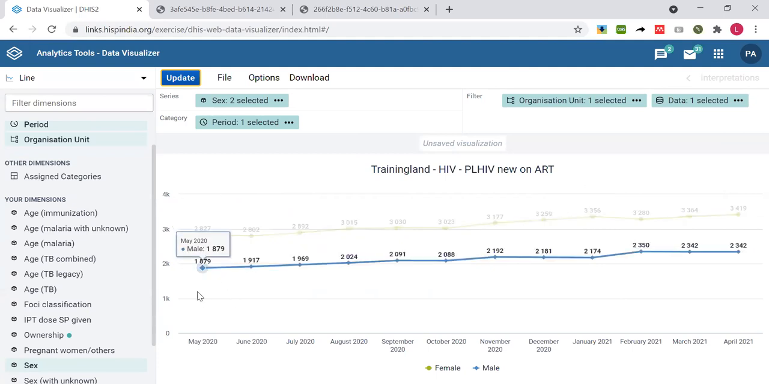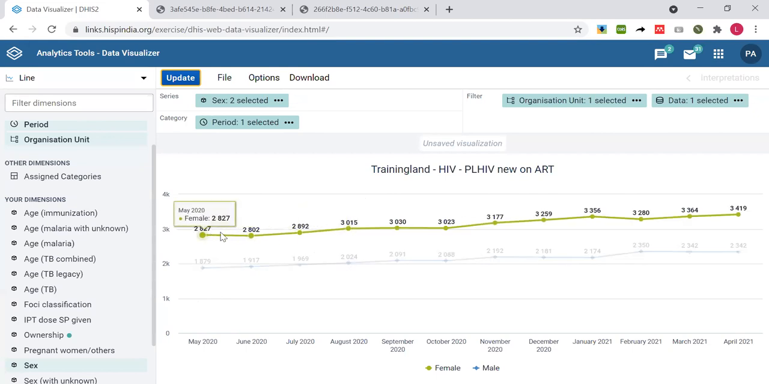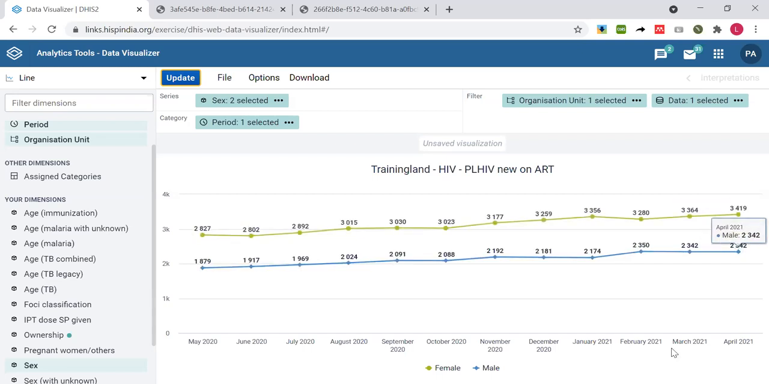So one thing you have to notice is that we have a gap of around 1,000 by May 2020, and this gap persists throughout the year. And by April 2021, we are seeing again a gap of around 1,100, right? But again, do we have any idea about what must have happened? Because all these people are living, right? Not all of them, but most of them are living. If they're all living, what may have happened to the cumulative? When you take the entire number of people with HIV, how could that be different for the entire Training Land? Can we get that idea?